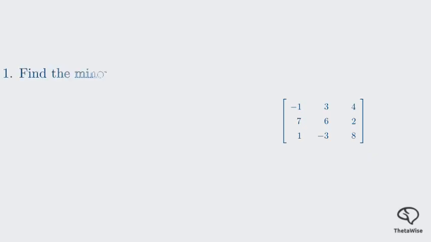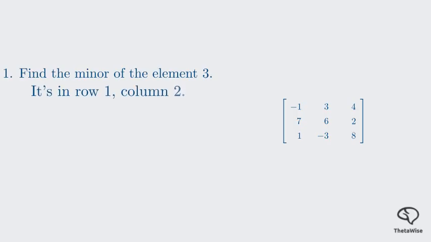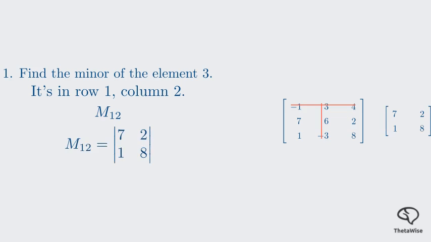We need to find the minor of the element 3. First, find where 3 is located in the determinant. It's in the first row and second column. So, we are looking for m sub 1, 2. Following our rule, we will delete row 1 and column 2. The elements that remain form our 2 by 2 determinant. They are 7, 2, 1, and 8. So, the minor of 3 is the value of this determinant. M sub 1, 2 equals this 2 by 2 matrix.